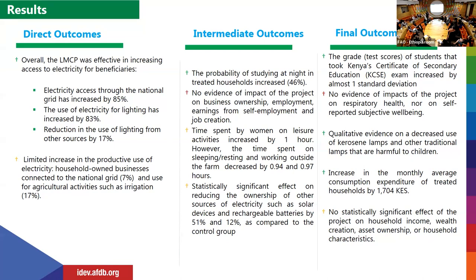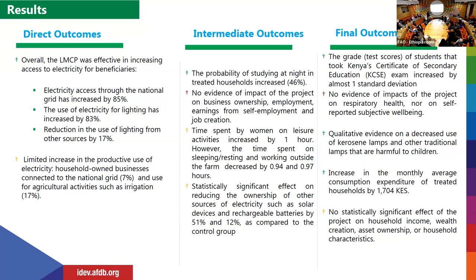And that's the reason why there was no statistical difference in household income between the treatment group and the control group. So we also see other positive outcomes, like probability of studying at night in treated households increased by that percentage. So you see no evidence of impact of the project on business ownership because of the fact which I've just talked about, the increased cost of electricity in Kenya. So that is an area which policymakers must pay particular attention to when providing access to electricity, the cost.